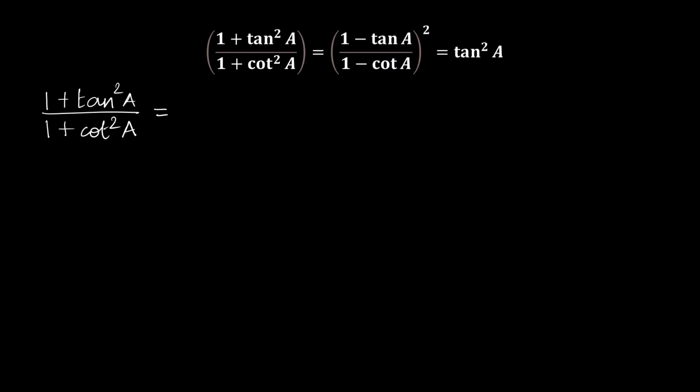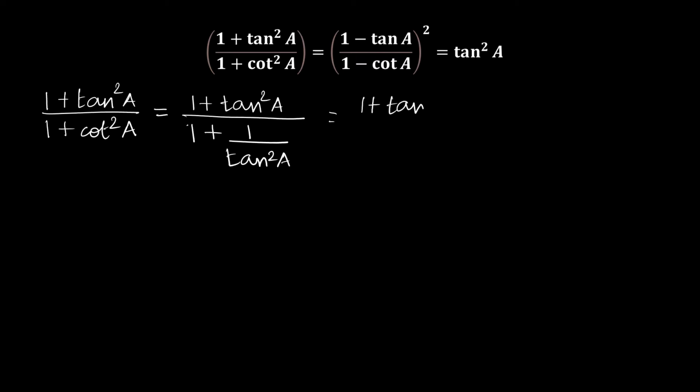So now I'm going to keep 1 + tan²A as such, and in the denominator, 1 + cot²A, I'm going to take cot A as 1 by tan A, so cot²A is 1 by tan²A. Now I'm going to take the LCM for the denominator. The numerator will be as such, 1 + tan²A. When I take the LCM for the denominator, tan²A, this will become 1, so we have to multiply with tan²A + 1.